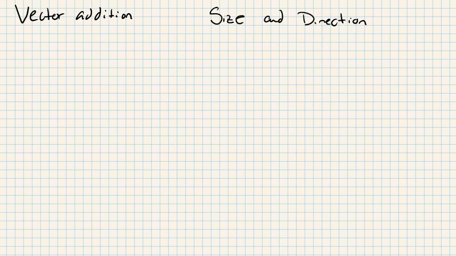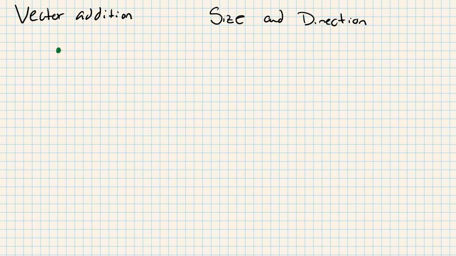In this video, we're going to be discussing vector addition. Don't forget to remember that vectors have both a size, or a magnitude, and a direction. So, when you're doing vectors, you cannot simply add them in the normal fashion because of the fact that they have a direction.